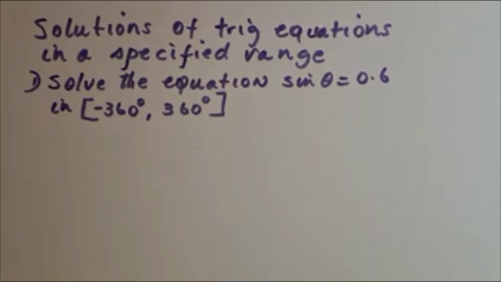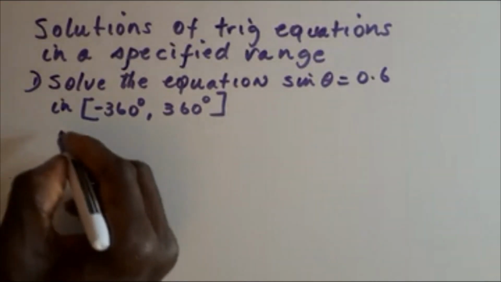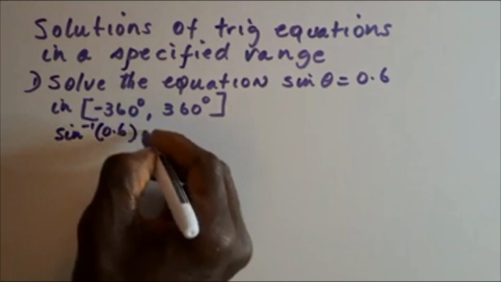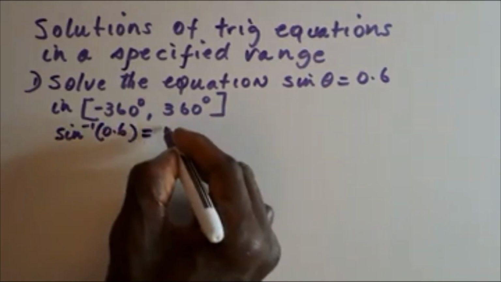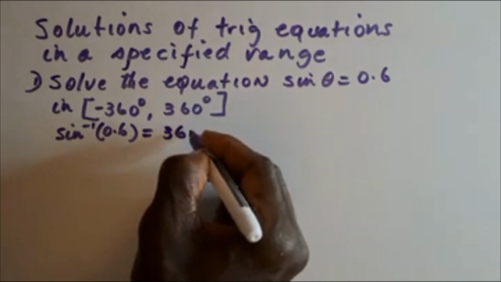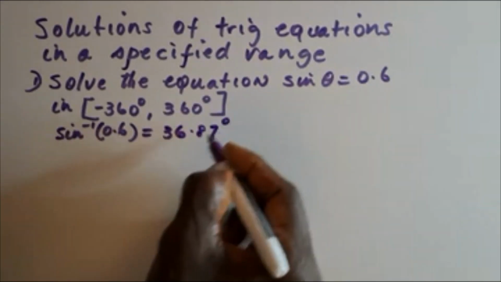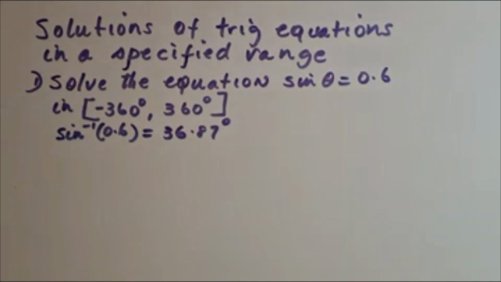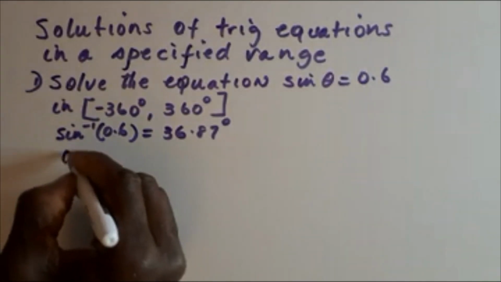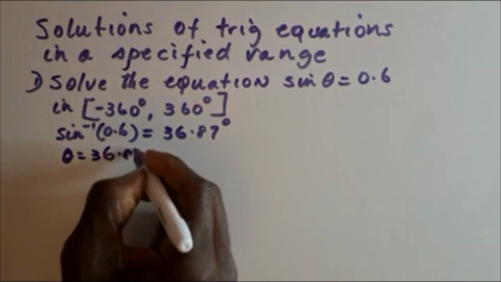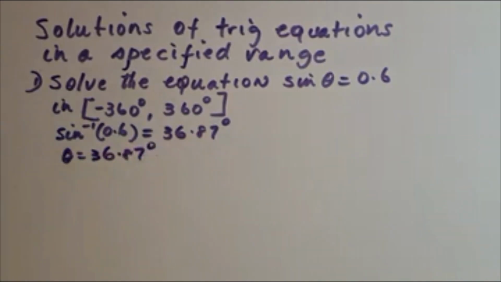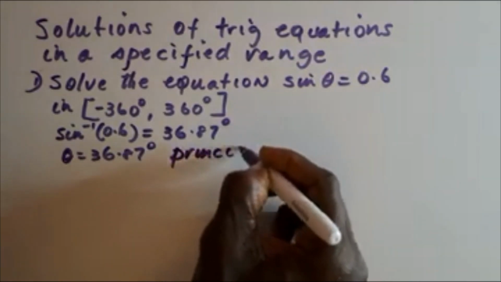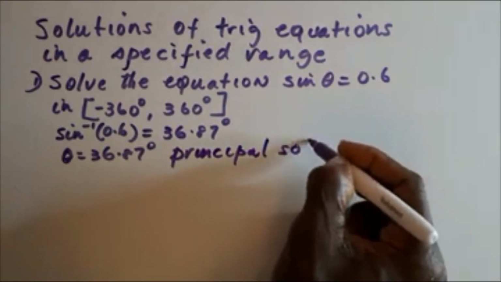Well, if we find the sine inverse of 0.6, we'll get the angle which we get as theta, which is 36.87 degrees. So this is theta, and this is our principal solution or principal value.